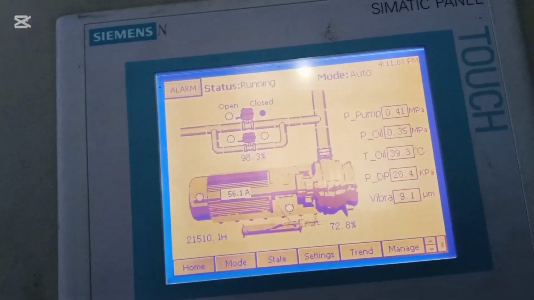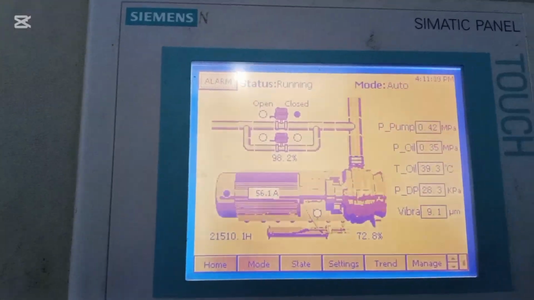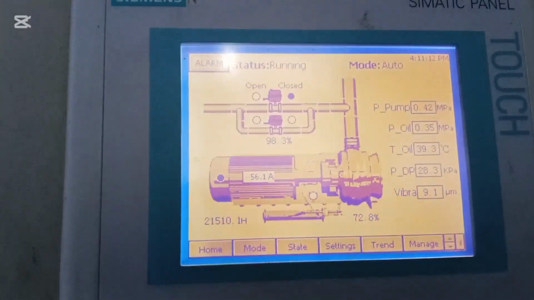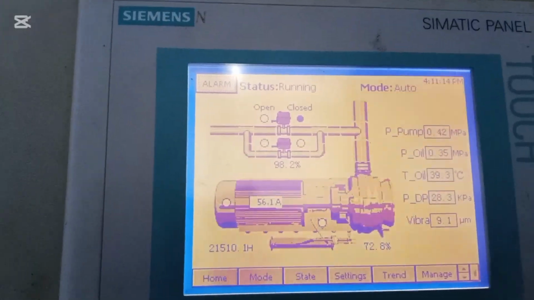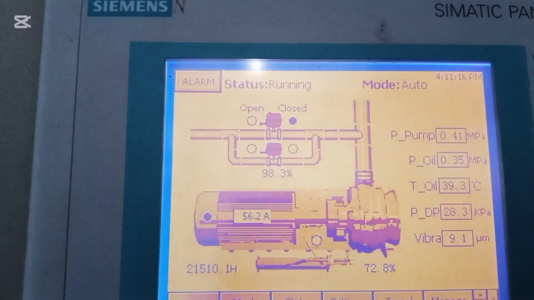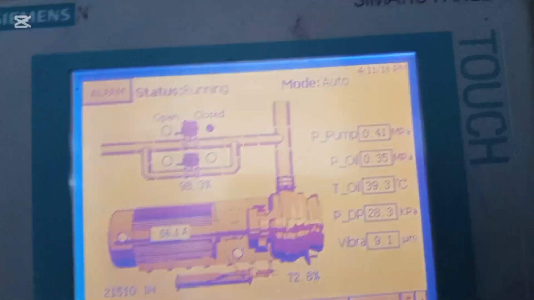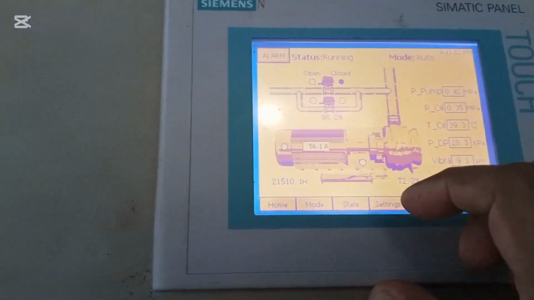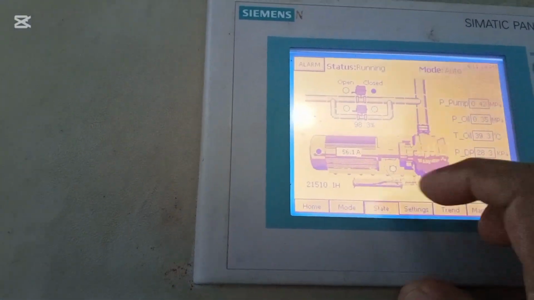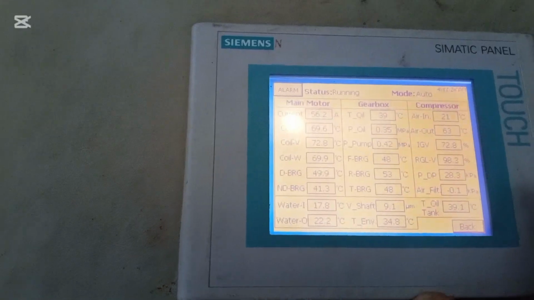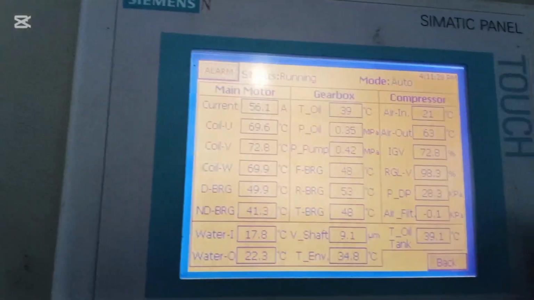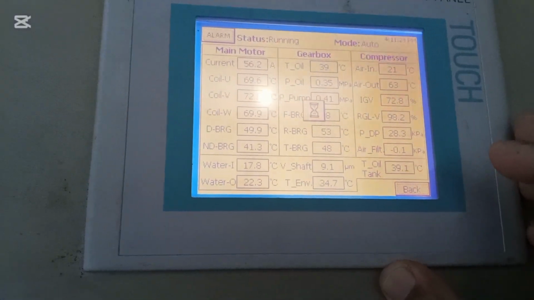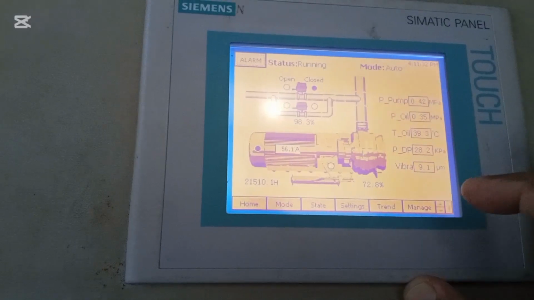Today I will show how we have solved our HMI hang problem. This is our secondary air blower unit. This is the HMI. You can see from here we can change different settings, like this is our state, and also from here it is easy.